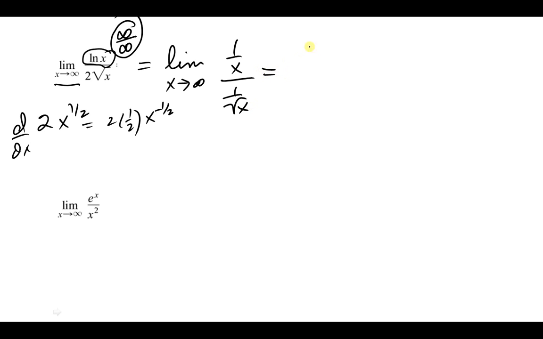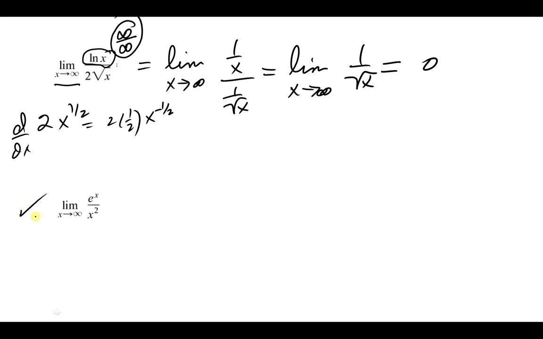And after you divide, you get the limit as x approaches infinity of 1 over the square root of x, which is equal to 0.